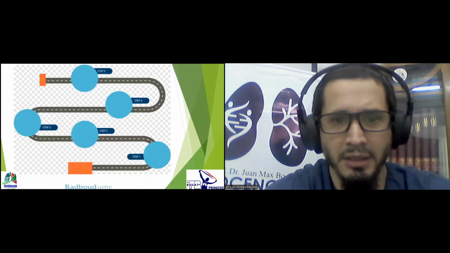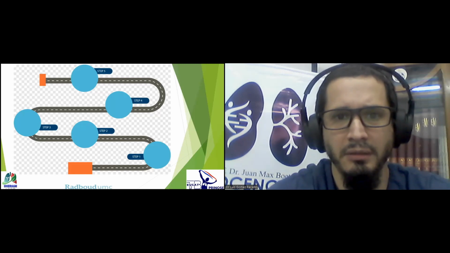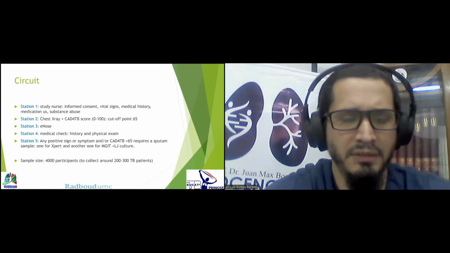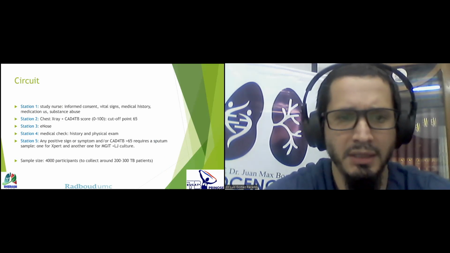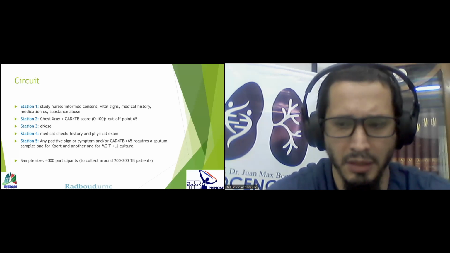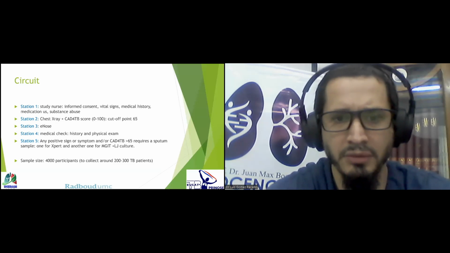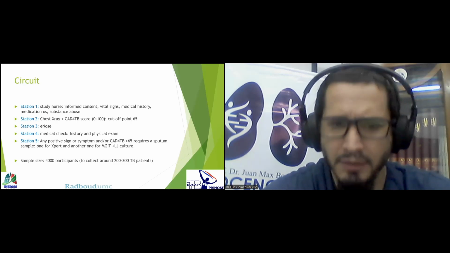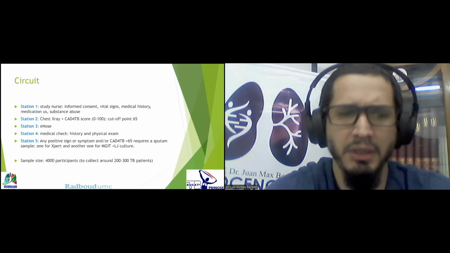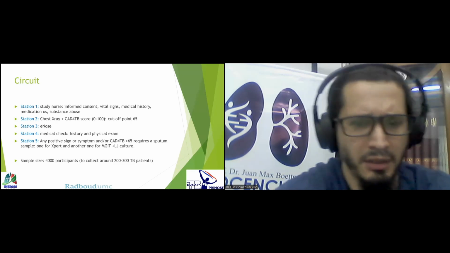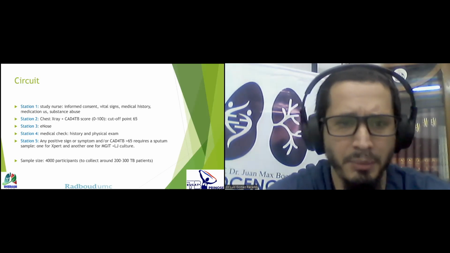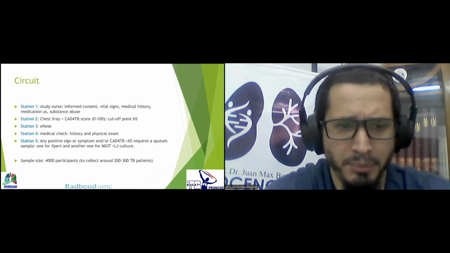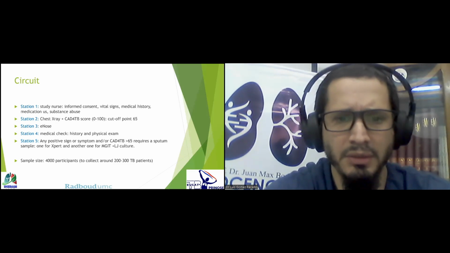We divide the study in five steps. First, in the first station, there is a study nurse and the paper with the informed consent. Once the participants sign the informed consent, we take the vital signs, medical history, medication, and questions about substance abuse. In the second station, we perform the X-ray and the CAT4TB score.